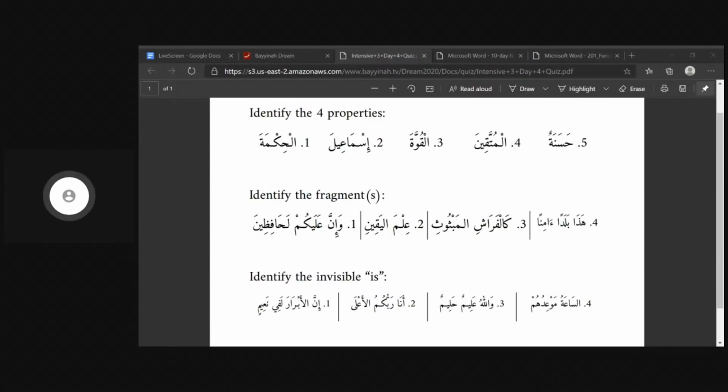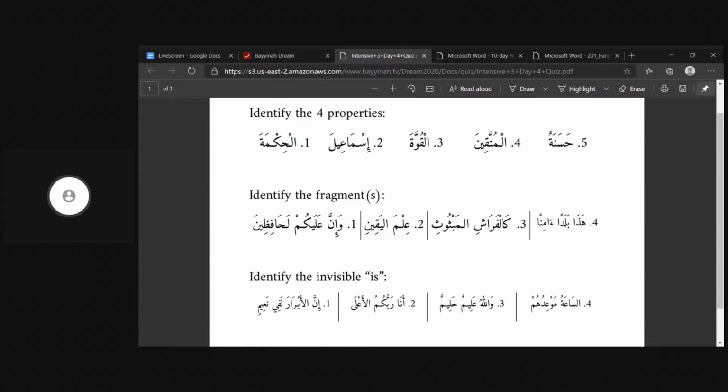Why is kal farashi jar? Or why is it jar majrur? But kadhibina is not jar majrur. In kal farashi, this kaf is harf of jar. But in kadhibina, the kaf is a part of a word. The word is kadhib. Kadhib is somebody who lies, is a liar.